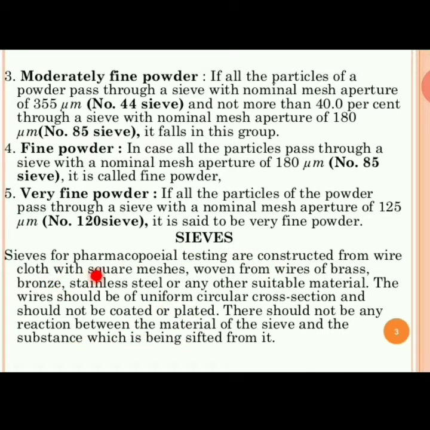Sieves for pharmacopoeial testing are constructed from wire cloth, wire square meshes, woven from wires of brass, bronze, stainless steel, or any other suitable material. The wire should be of uniform circular cross section and should not be coated or plated. There should not be any reaction between the material of the sieve and the substance which is being sifted from it.